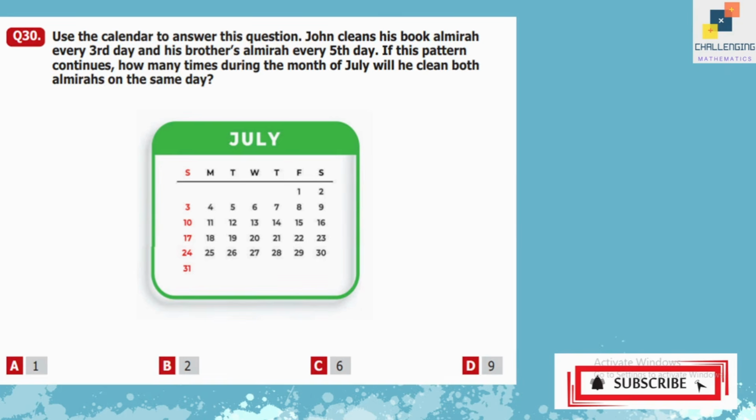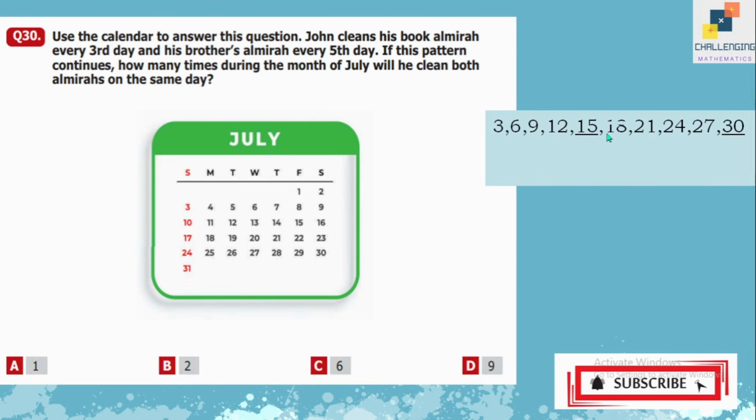Use the calendar to answer this question. John cleans his book almirah every third day and his brother's almirah every fifth day. If this pattern continues, how many times during the month of July will he clean both almirahs on the same day? So we can mark it on the calendar as well, but I am going to write the multiples at the side so there is no clash or confusion.